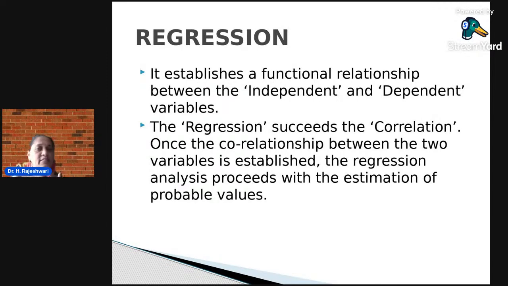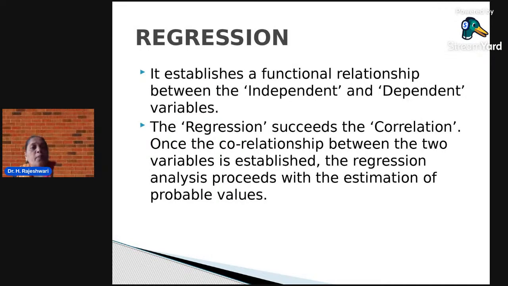But the regression succeeds correlation. That means the regression goes one step ahead of correlation. Once the correlation between the two variables is established, the regression analysis proceeds with the estimation of the probable values. In the correlation, we are calculating the R value, which says whether the relationship is significant or not, whether it is highly significant or less significant. But in the regression, we can say the exact relationship between the two variables.